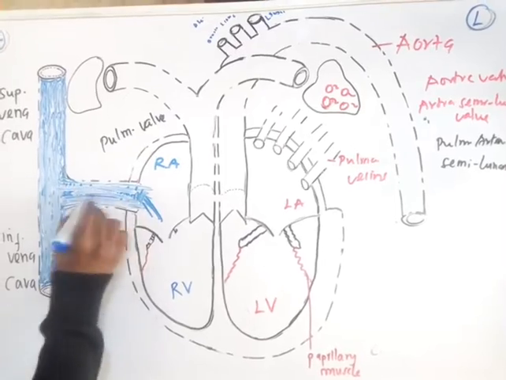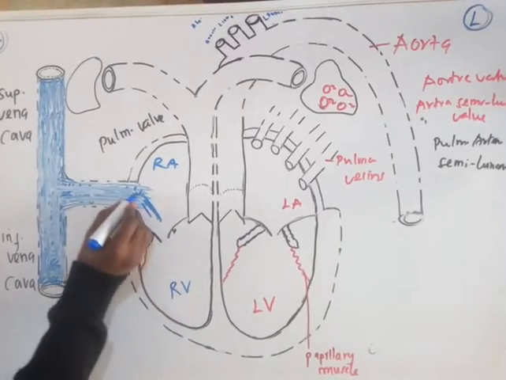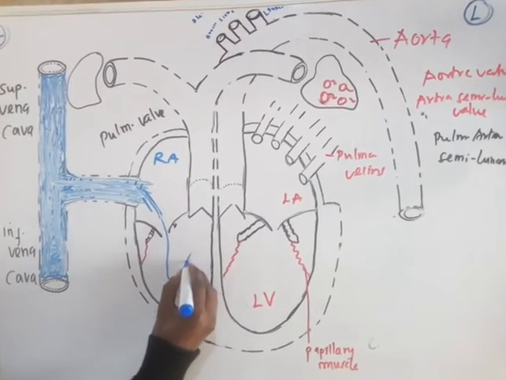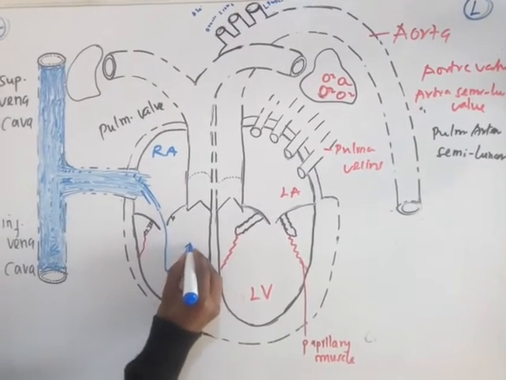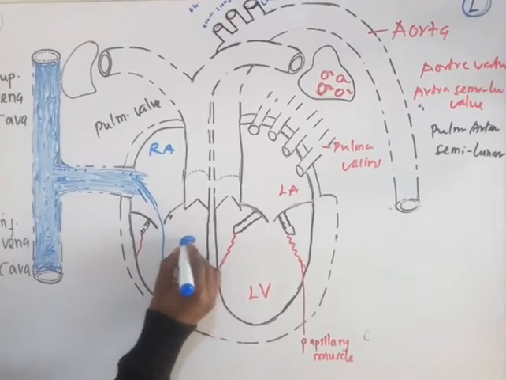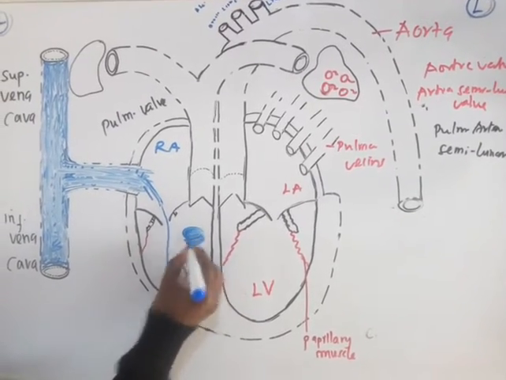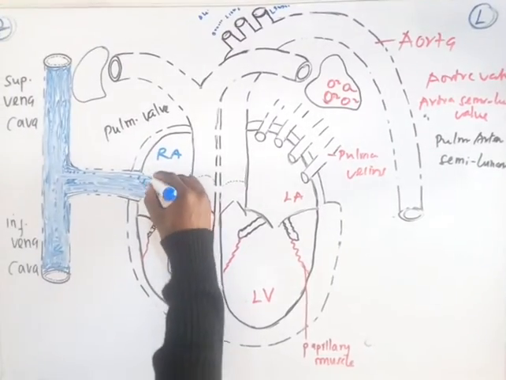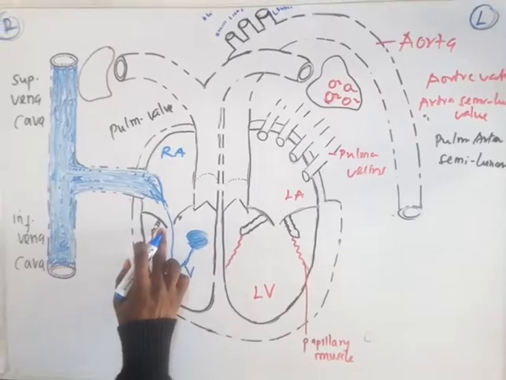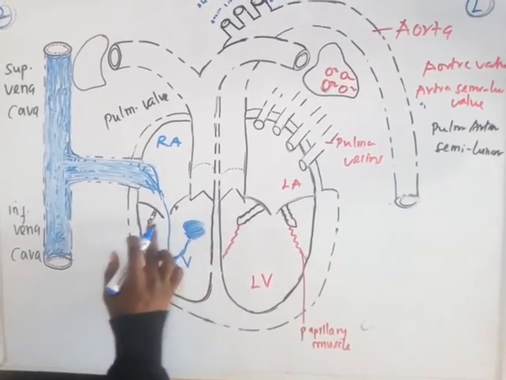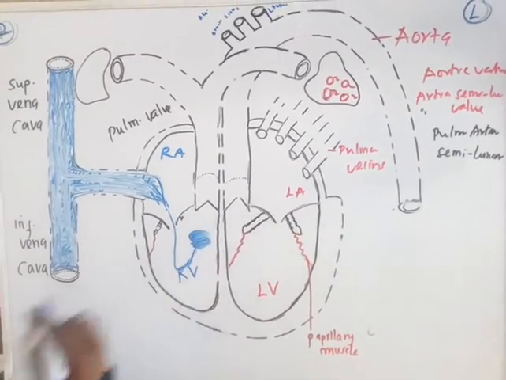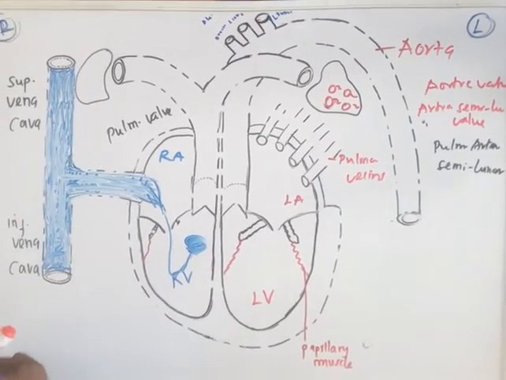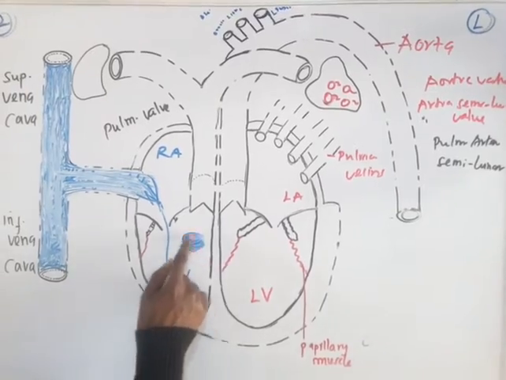Right. Now, from the right atrium, blood, with the help of this valve, moves into the right ventricle. I don't want to draw it to waste the marker. So this valve on the right side is the right atrioventricular valve or the tricuspid valve, with the help of the chordae tendineae and the papillary muscle. Now the right ventricle.